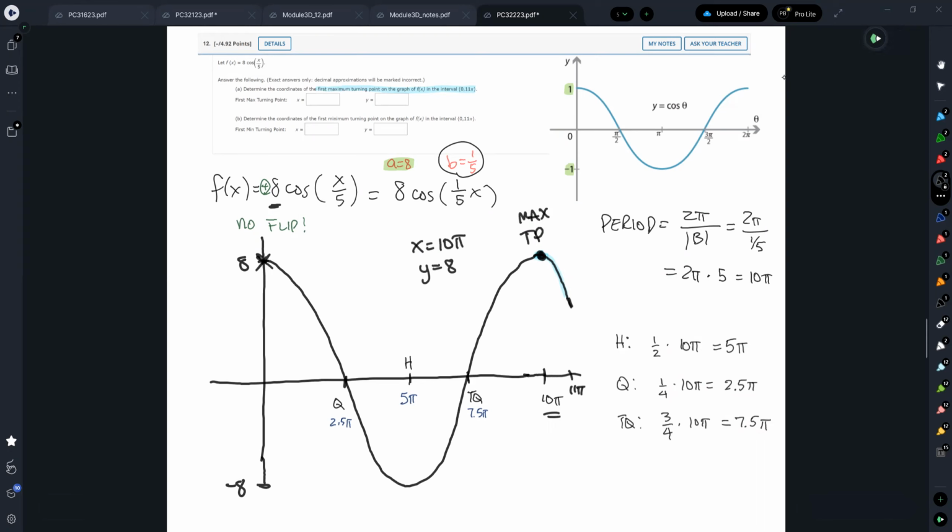Right, so that's my maximum turning point. My minimum turning point is down here. Right, the x coordinate is 5 pi. The y coordinate is a -8.